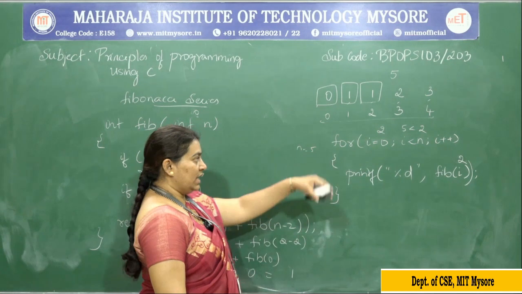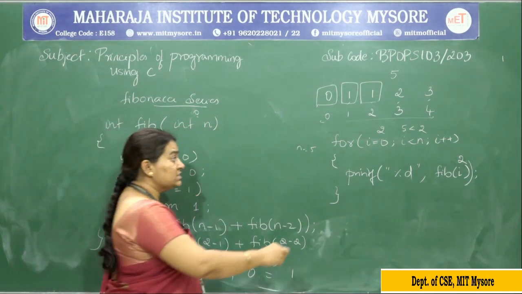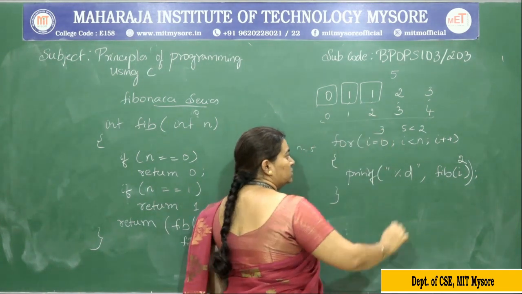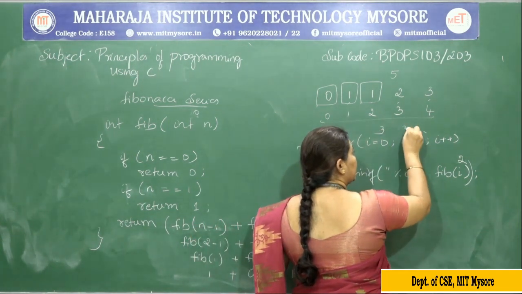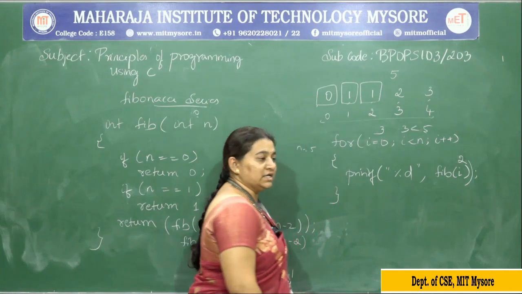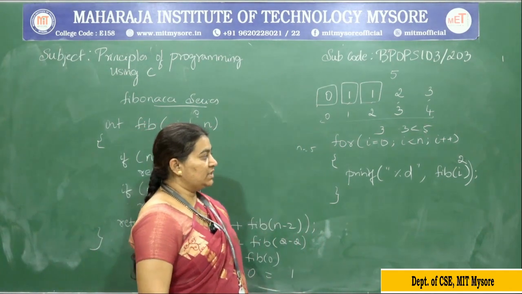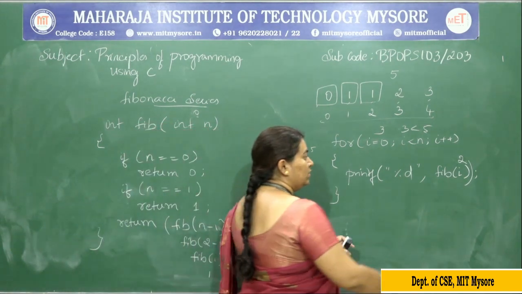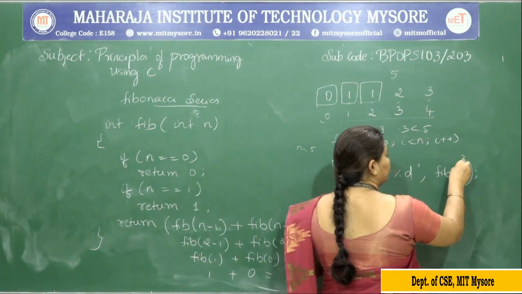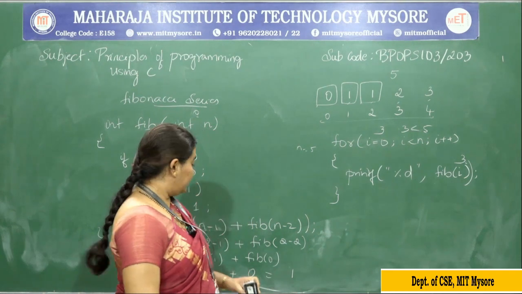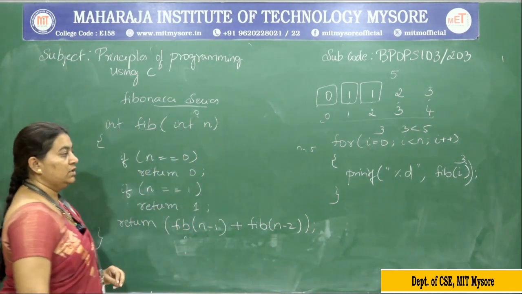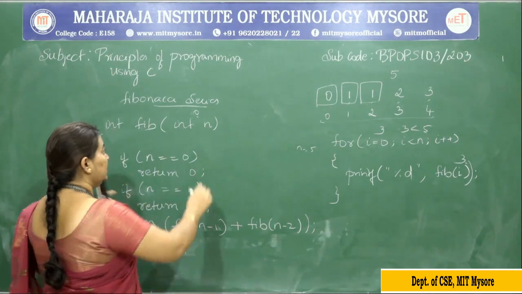We'll move to the next part, that is, I'll increment my i to 3. Is 3 less than 5? Yes, right? So what will happen here when 3 is less than 5? I am going to call fib of 3. When I am going to call fib of 3, what will happen? It is going to send 3 here.